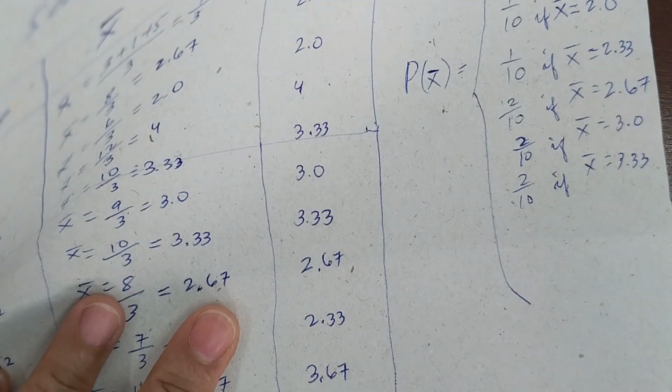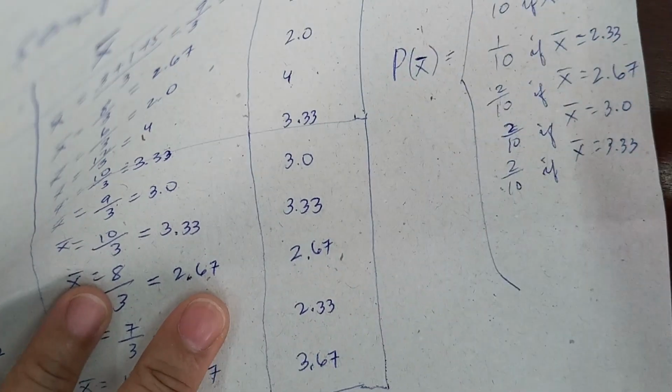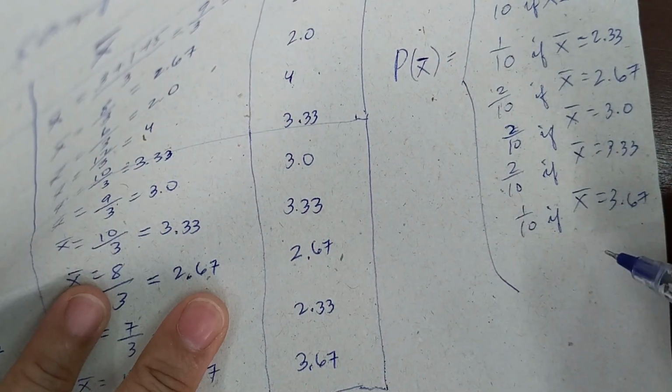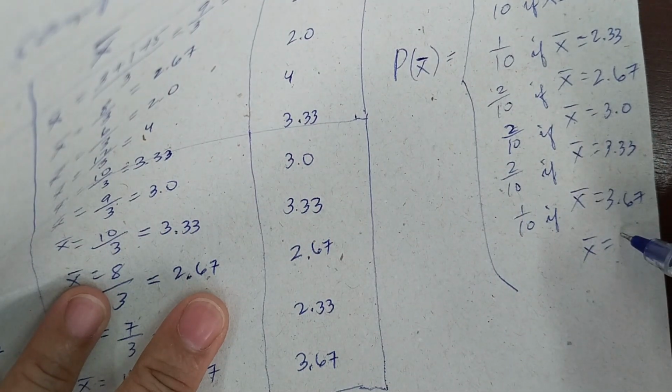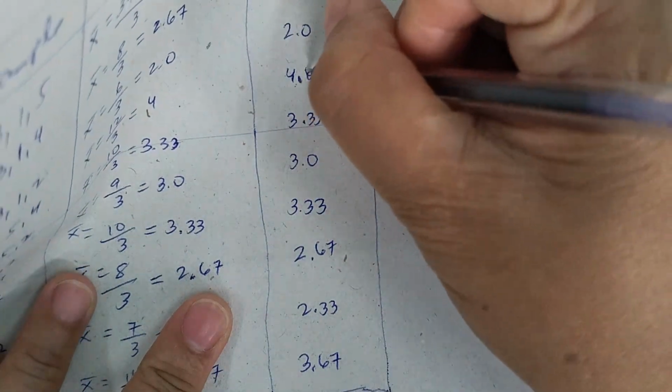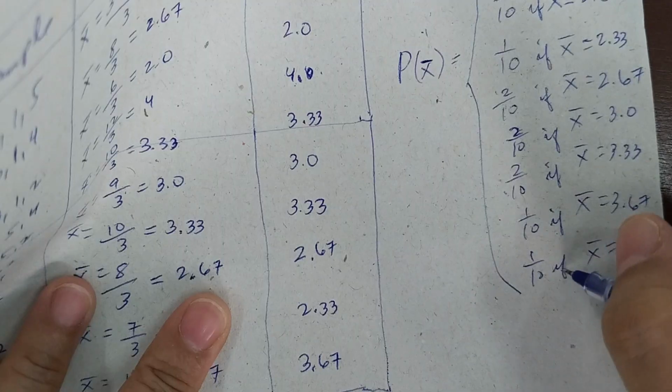And if your X bar is 3.67, we have 1 over 10. And if your X bar is 4.0, we have 1 over 10.